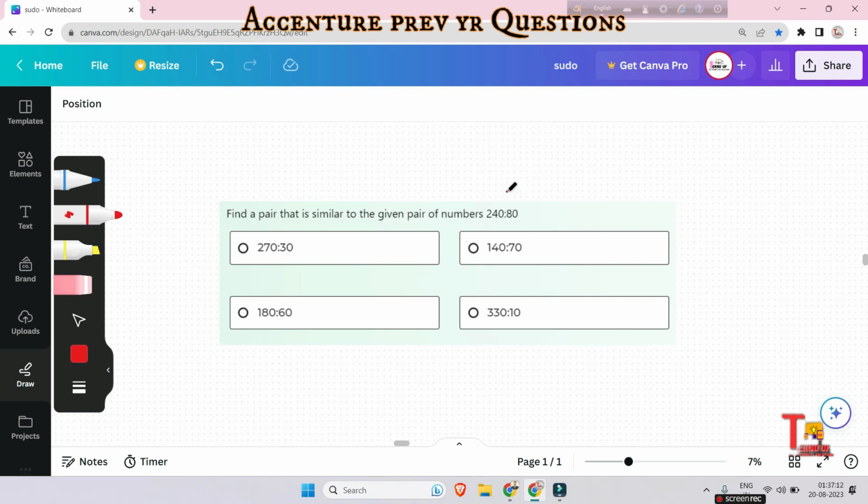So here, if you consider this as x, you can observe that this is 3x. That means 80 multiplied by 3 is 240. So x is to 3x. Which option maintains the same relationship? This one: 60 multiplied by 3 is 180. So this will be the answer for this question. Okay, let's go to the next question.